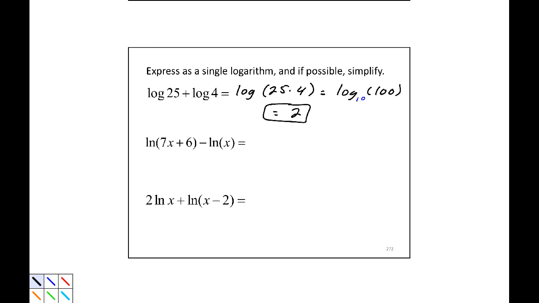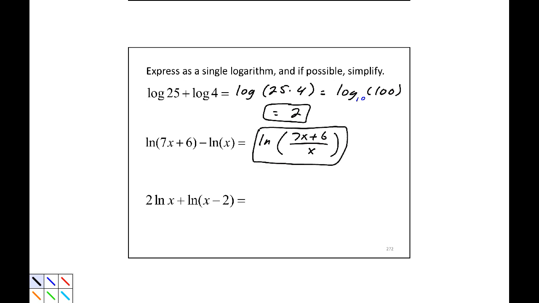Our next example, we have natural log of 7x plus 6 minus natural log of x. Well, this is subtraction between two logarithms, so we can write this as a quotient. Natural log of the quantity, and we have a numerator, 7x plus 6, and a denominator of x. We're dividing. And because that expression doesn't factor, that is our final answer.